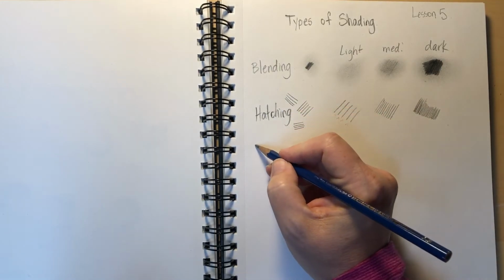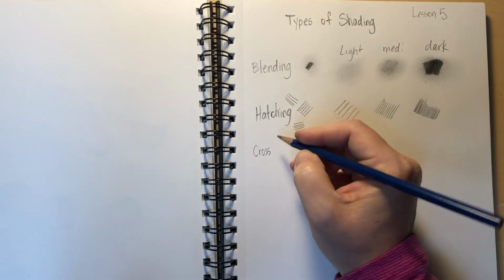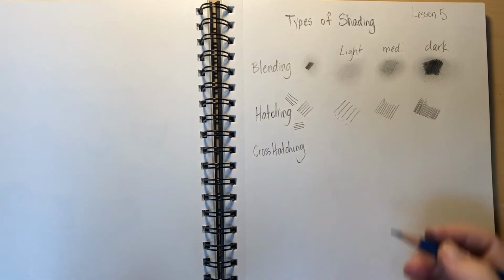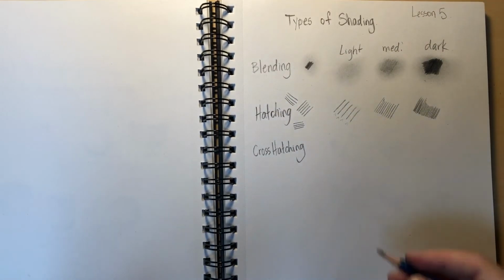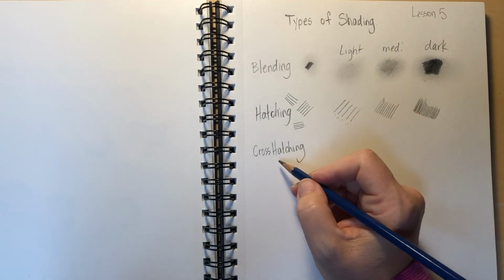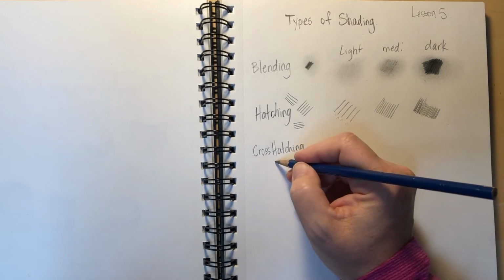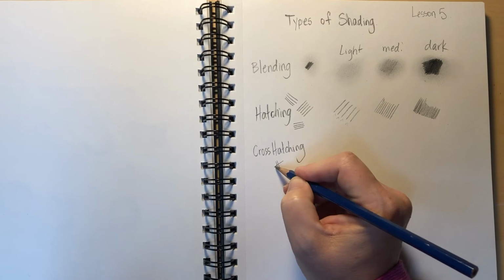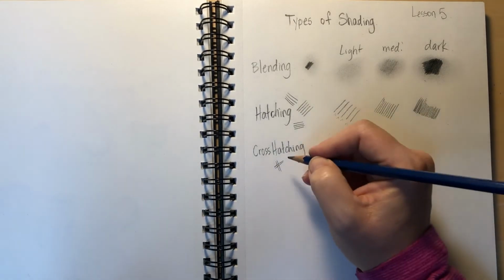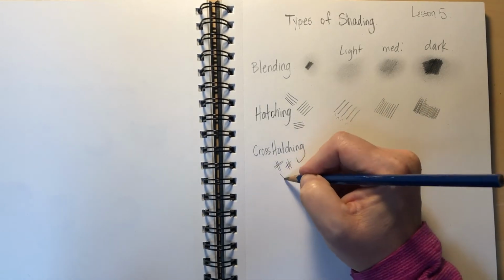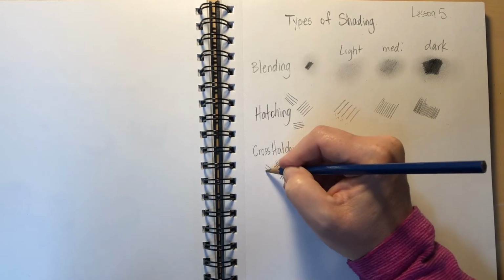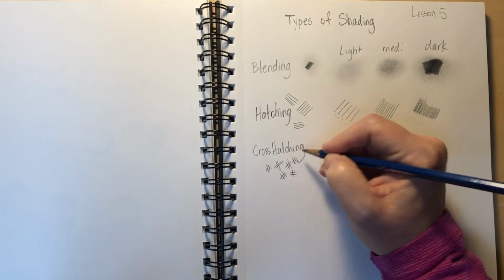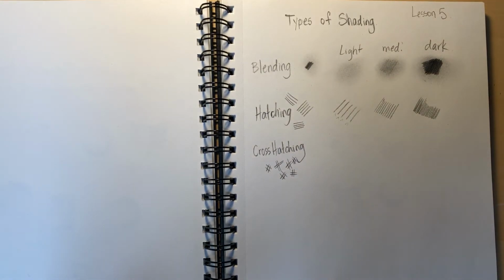Next we have cross hatching. Cross hatching is what you probably better know now as hashtags. And so it basically is where you're doing two hatches and then you're crossing them with two other hatches. So again, it's just a bunch of hashtags going in all different directions.